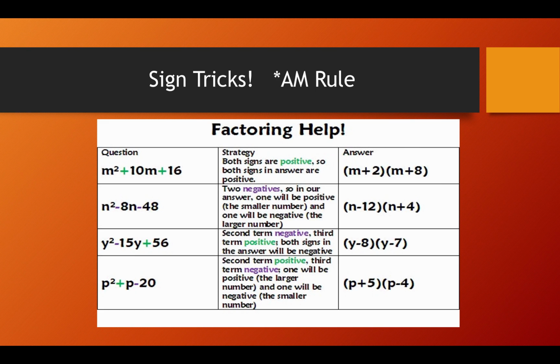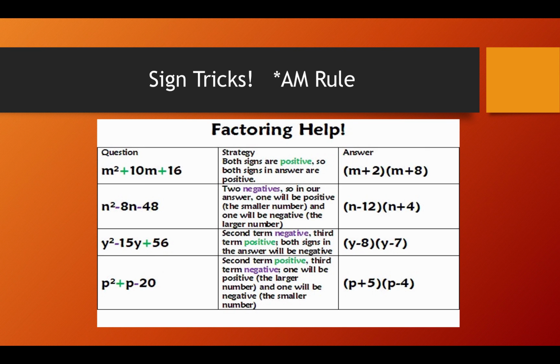Here are some sign tricks. Also, you can call it the AM rule, which will help you with the numbers. In regard to the sign tricks, the first example has 2 plus signs, which is just like our last example. So your answer will result in 2 plus signs in your factors. The next one has 2 minus signs. This will cause a different result.